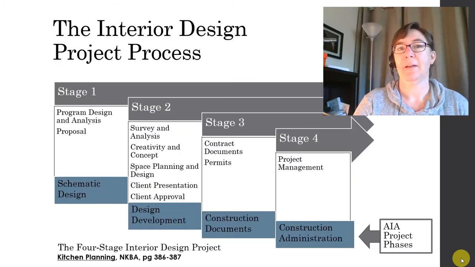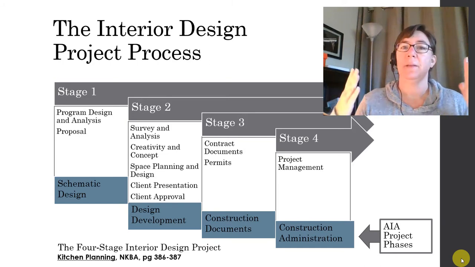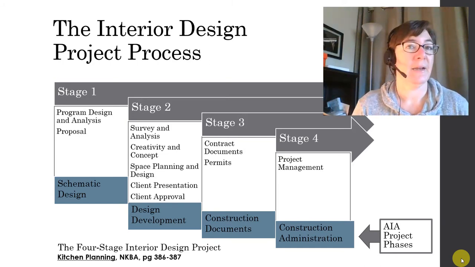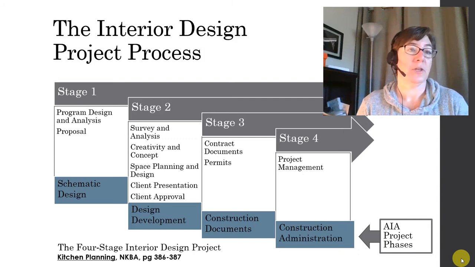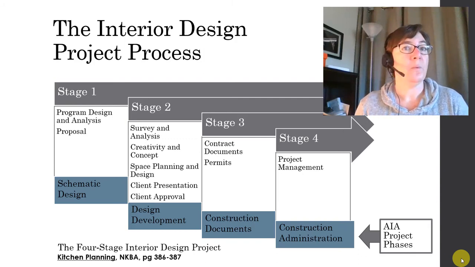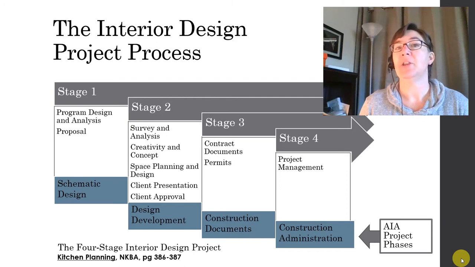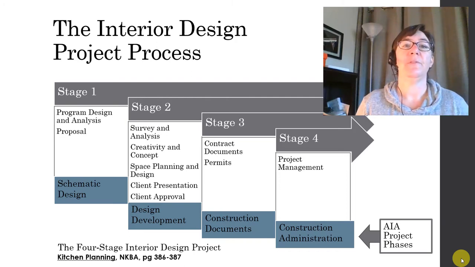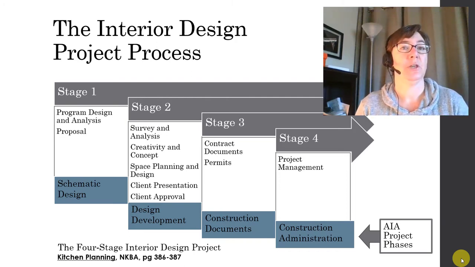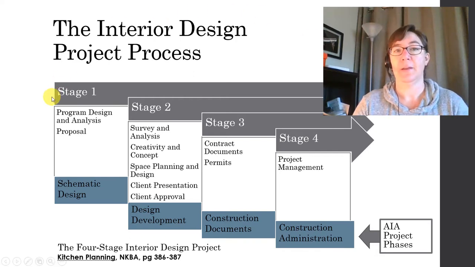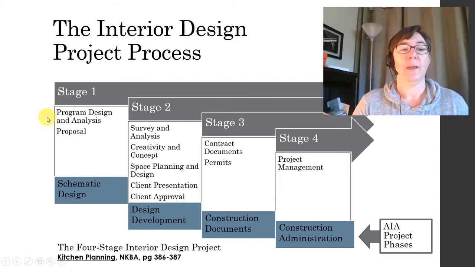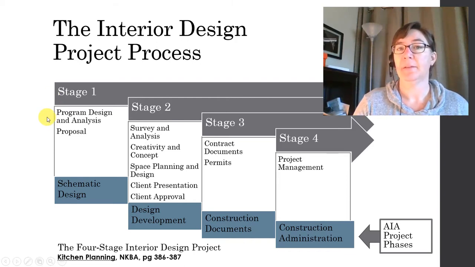So let's take a step back for a second and instead of focusing specifically on lighting design projects, let's talk about interior design projects in general and also architectural projects. One way to look at the interior design project process is to divide it into a 4-stage project. We see right here we've got stage 1, 2, 3, and 4. Stage 1 is program, design, and analysis and ends with a proposal.